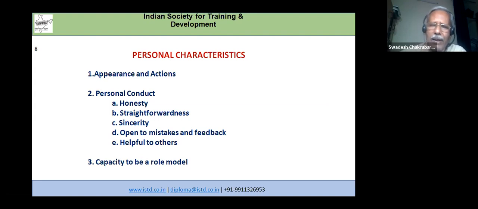So a trainer needs to have these personal characteristics, which are very important. To recapitulate, there should be good appearance and actions. The personal conduct should be good, which reflects his honesty, his straightforwardness, his sincerity, his openness to mistakes and feedback, his helpfulness to others, his capacity to be a role model. All these qualities are very, very important.